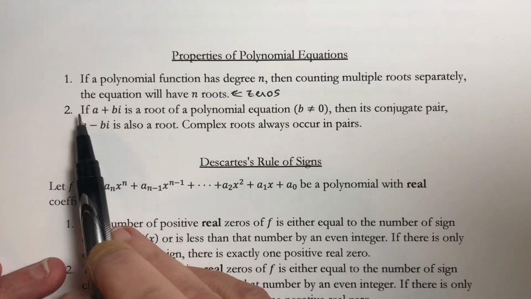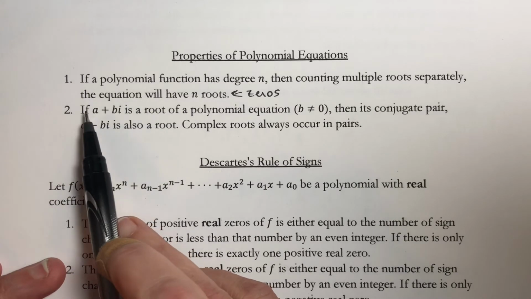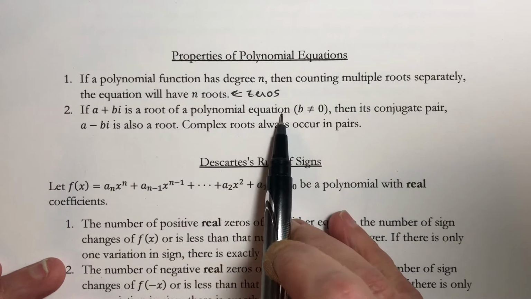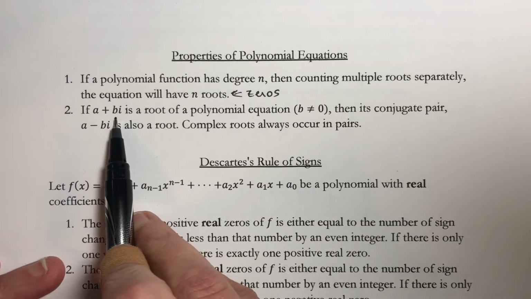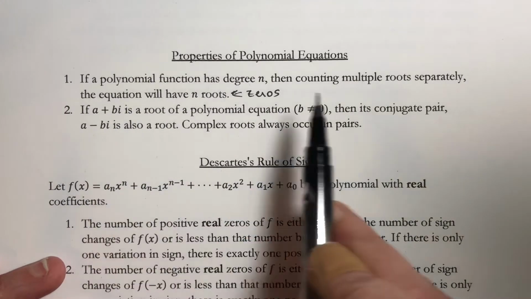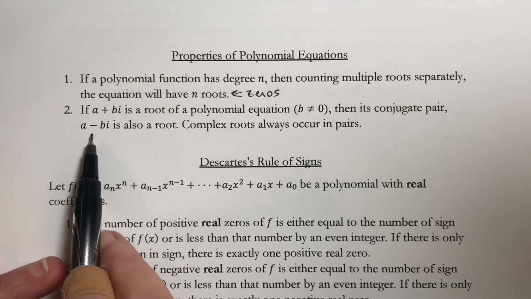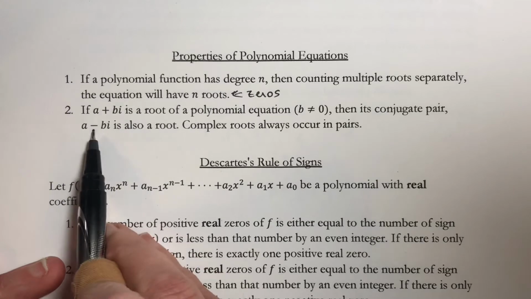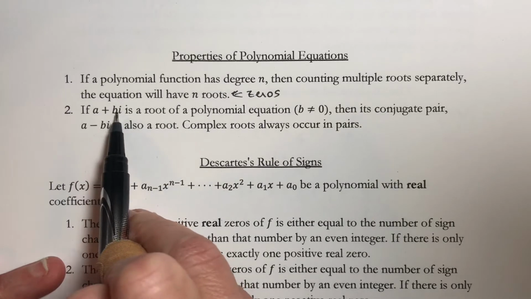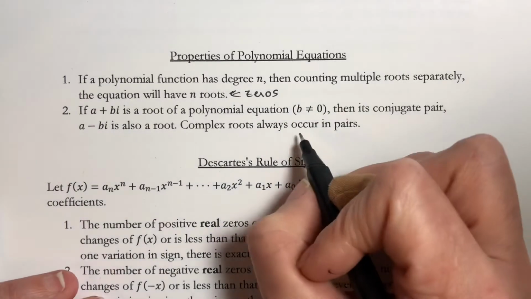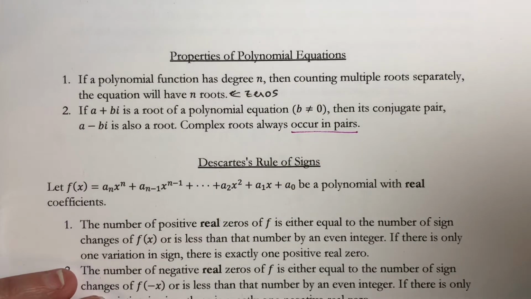Now, part 2 of this is if a plus bi is a root of the polynomial equation. So if we have one complex answer, then its conjugate is also an answer, which is the same thing, but if this is a plus, this is a minus. The middle sign changes. If this is a root, this is also a root. Complex roots always occur in pairs.